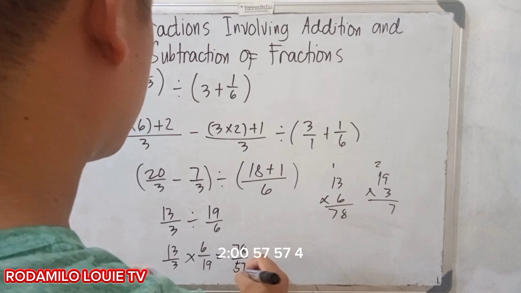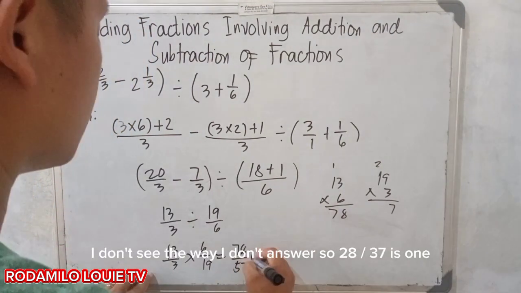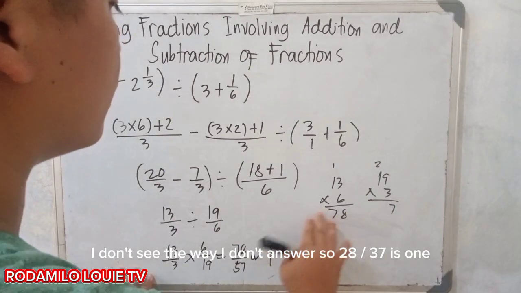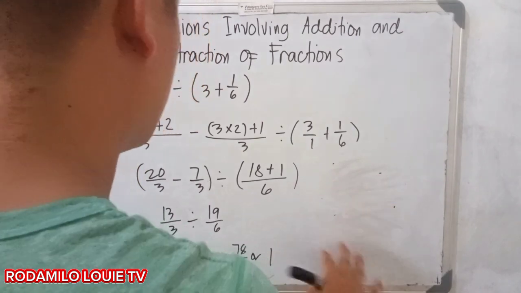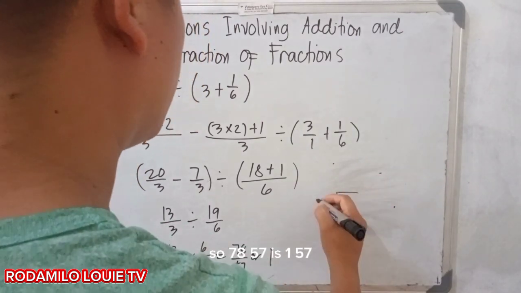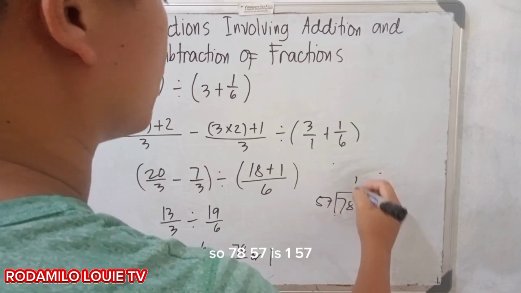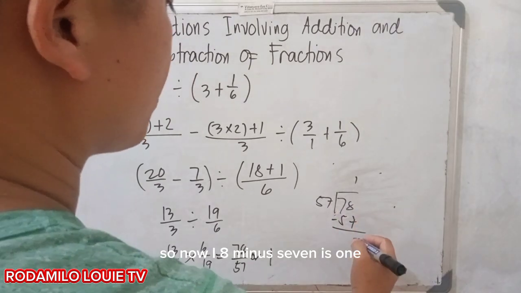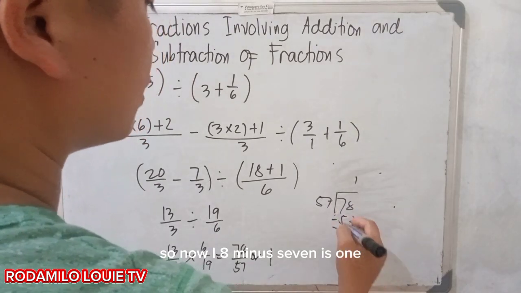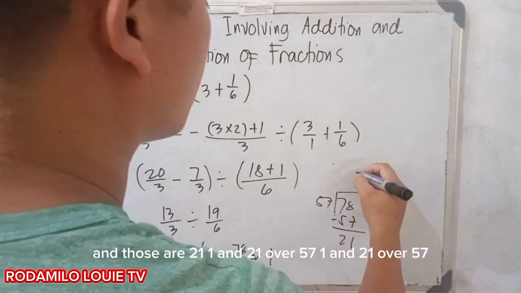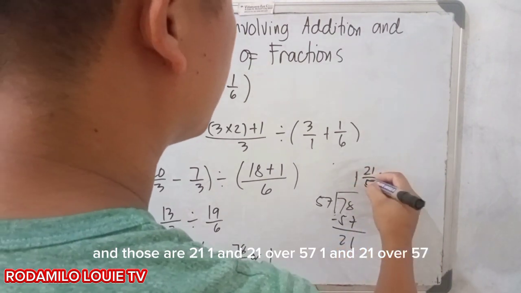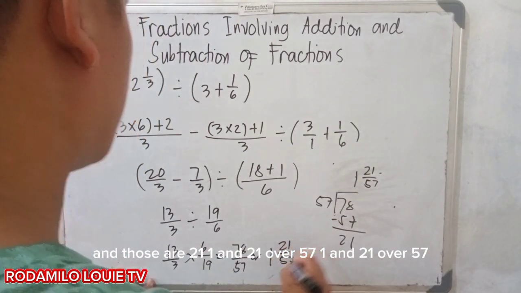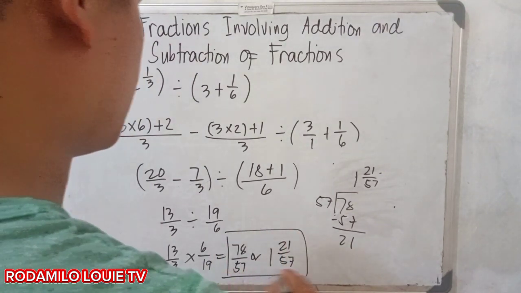57. Now, let's simplify our answer. 78 divided by 57 is 1 and the remainder, so subtract: 78 minus 57 is 21. So 1 and 21 over 57 is our answer.